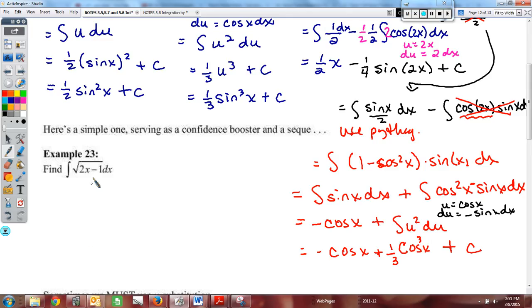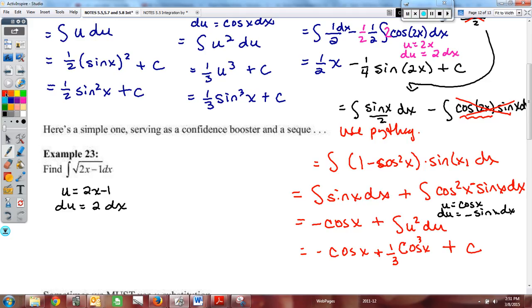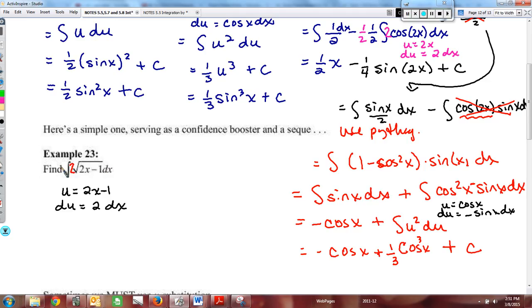All right, now a nice easy one for you to look at. When you get to this, it gets to the point where you're so used to seeing really complex ones, sometimes you forget the easier ones. This is a u substitution. U would equal 2x minus 1. My du would be 2 dx. So I see that I am missing a constant because I only have a dx here. So I'm going to add the 2 in and take the 2 out.